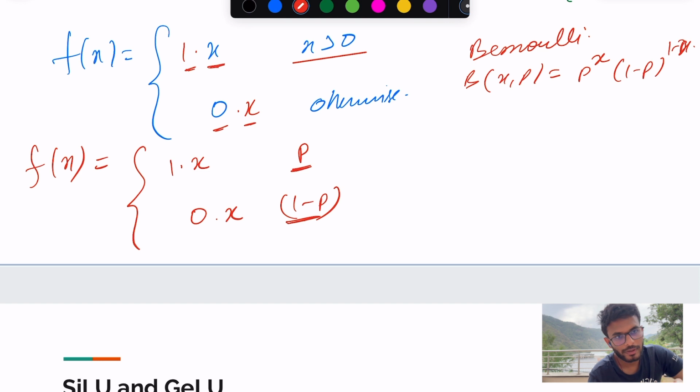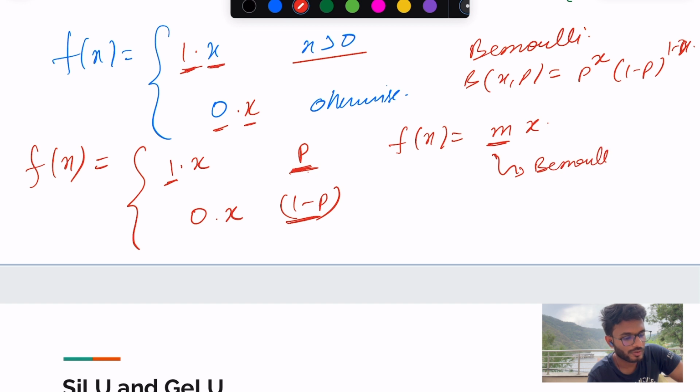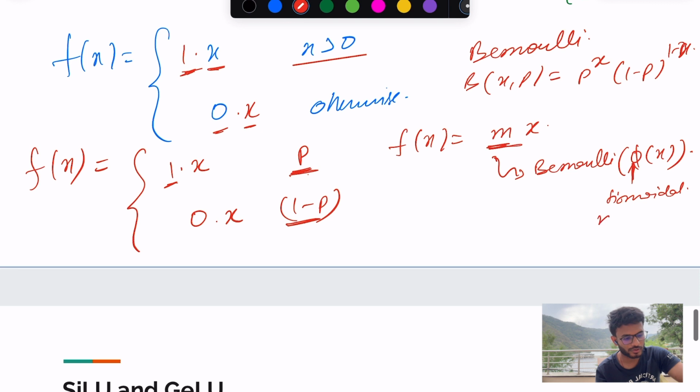Now it makes sense to combine these two. So f of x is equal to m times x. Here m was taking the value 1 with a certain probability p, so m could come from a Bernoulli distribution, a Bernoulli distribution of a function of x. Now this phi could be anything, sigmoidal or whatever function you want, but generally people tend to choose phi as the normal distribution.